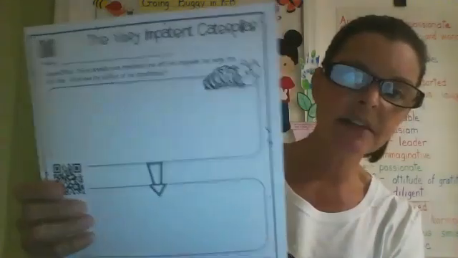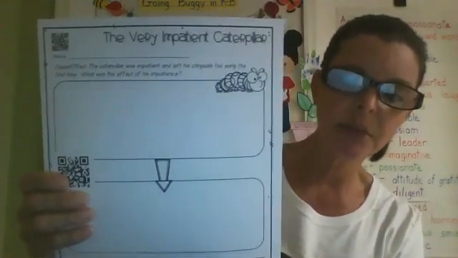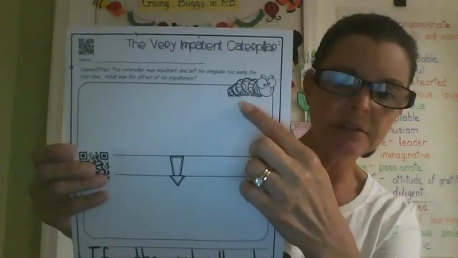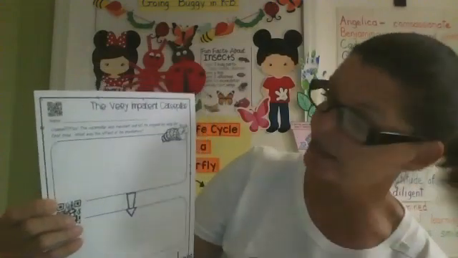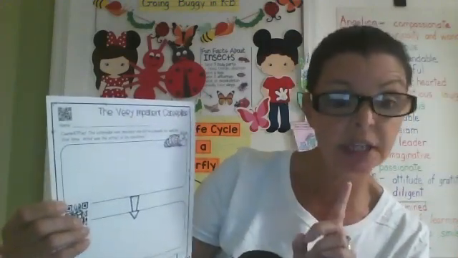All right? So let me talk to you about what you are going to do today on your own paper on Seesaw. You are going to see a paper that's going to look like this. It says the very impatient caterpillar, and up here you have the caterpillar, and then there's an arrow down to the next box. They're going to ask you to fill in the boxes, and it says cause and effect. The caterpillar was impatient. We know that, right? That's what the story was about. And he left his chrysalis too early.